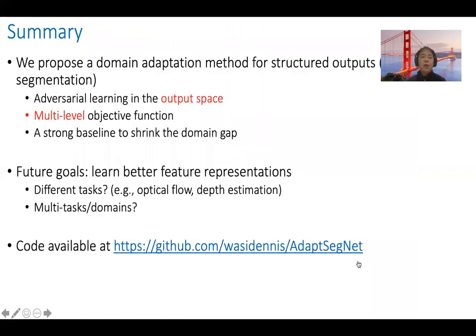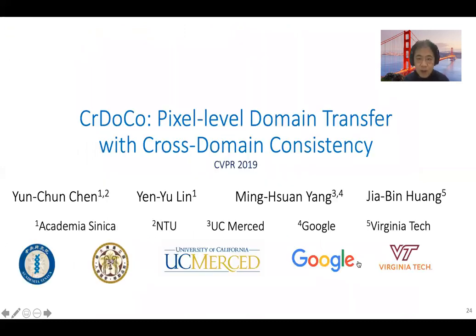So in this work, the main idea is that we apply adversarial learning in the output space. We also have a multi-level objective function for that, and it performs reasonably well. The code and trained model are available on this website.